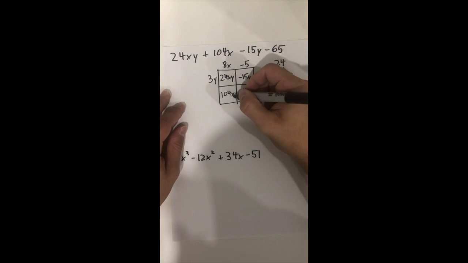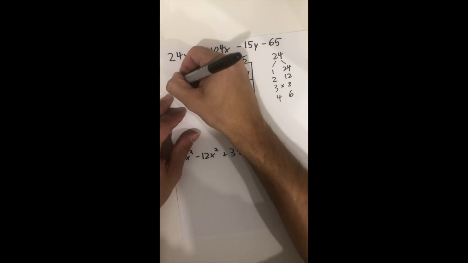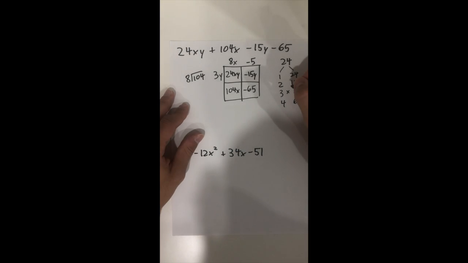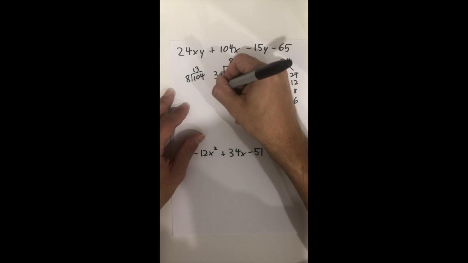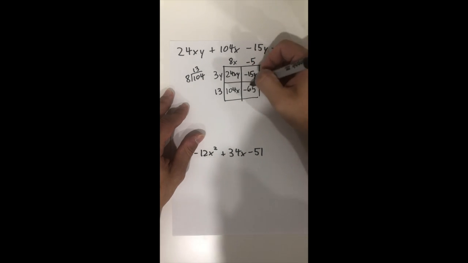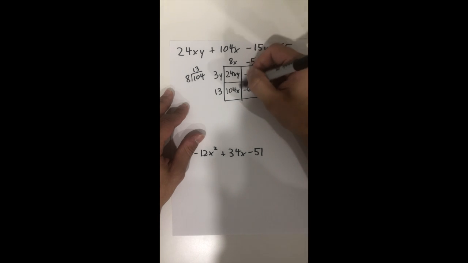Now 104x. I have my 8x up here, so I can do 104 divided by 8. I'm going to do that really quickly. It's actually 13. Okay, so I put 13 over here. Now 8x times 13 is 104x. Also, if you go over here, negative 5 times 13 is negative 65. So every box in here has a side accounted for, and it works.